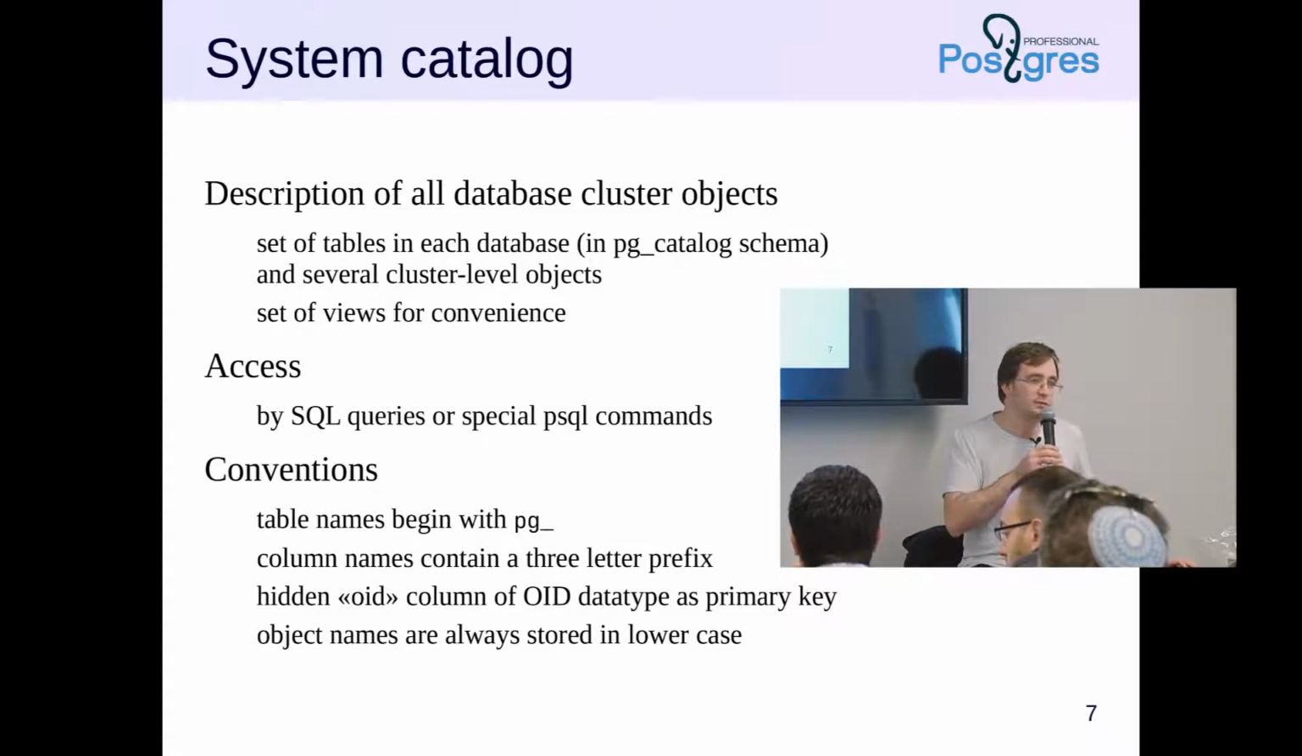There are some conventions with system catalog. All tables belonging to system catalog start with pg underscore. Then there is a 3 letter prefix. These 3 letters are usually the first letters of object name. For example, not table name but column names. For example, in pg_database table, all columns start with dat, which stands for database.